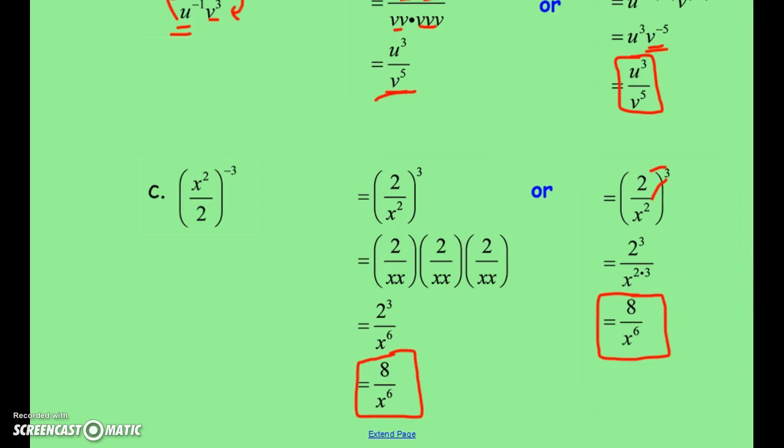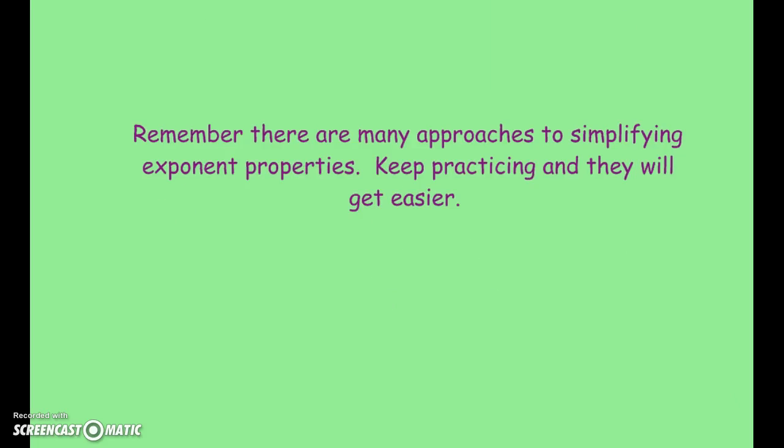Now, again, I know that exponent properties can be super challenging, especially when we start to mismatch and mix them all up. But keep practicing, and in the end, they will get a lot easier.